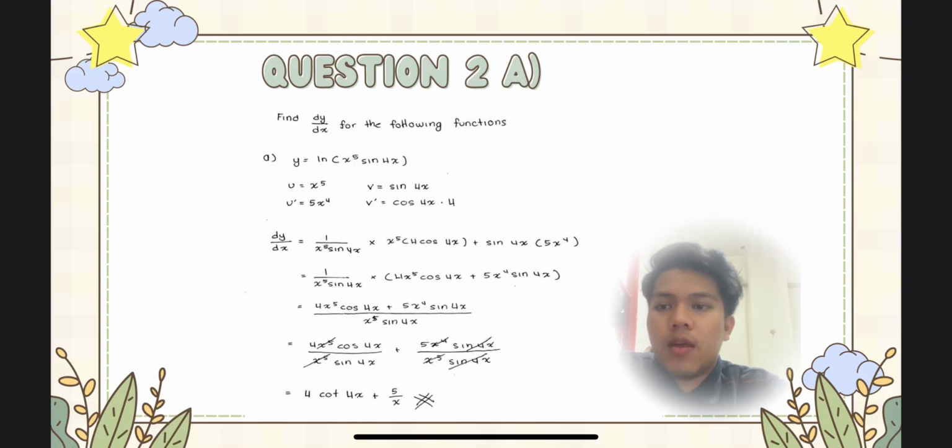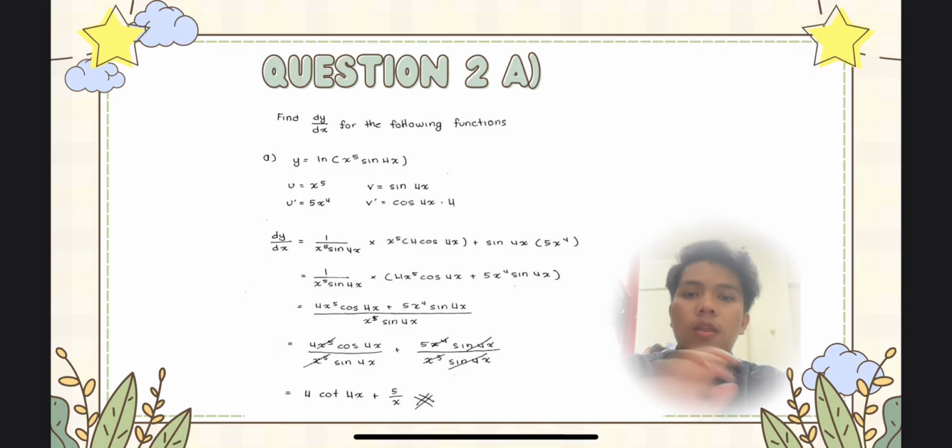Question 2a. The question is to find dy/dx for the following function: a, y equals ln(x^5 sin 4x). We can differentiate it using the product rule. We can assign u as x^5, u prime as 5x^4, and then we can assign v as sin 4x. v prime will become cos 4x times 4, which will become 4 cos 4x.